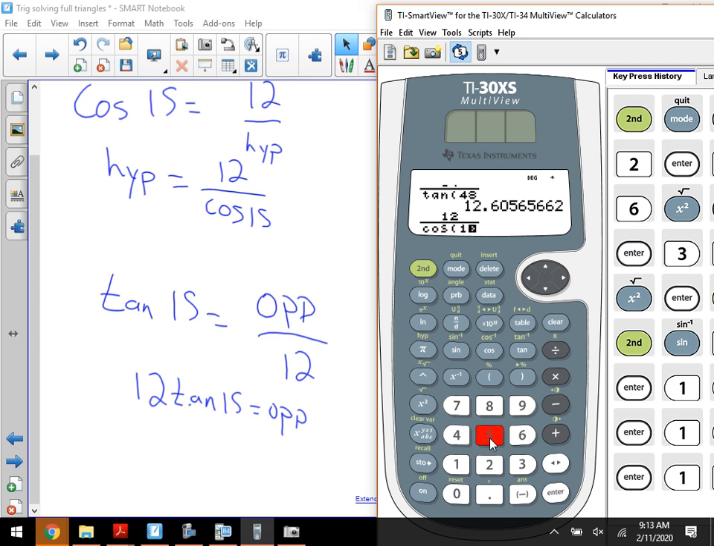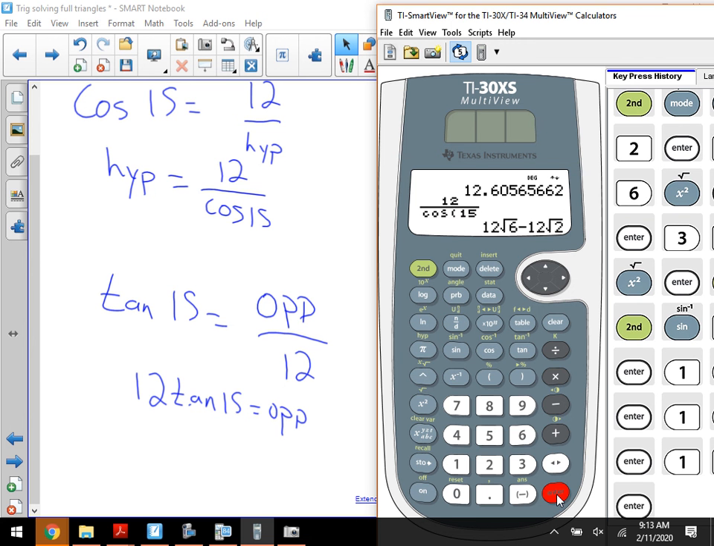Cosine 15. Oh, that's weird. 15 is half of 30, isn't it? Remember I told you guys a while back, we get these things called half angles. So half angle, double angle, there's all these weird theorems that show up in pre-calc. You guys will get there. Half of 30 is 15. That's why you see this weirdness up there. That's okay. You just hit the double arrow, no big deal. And you get 12.42.